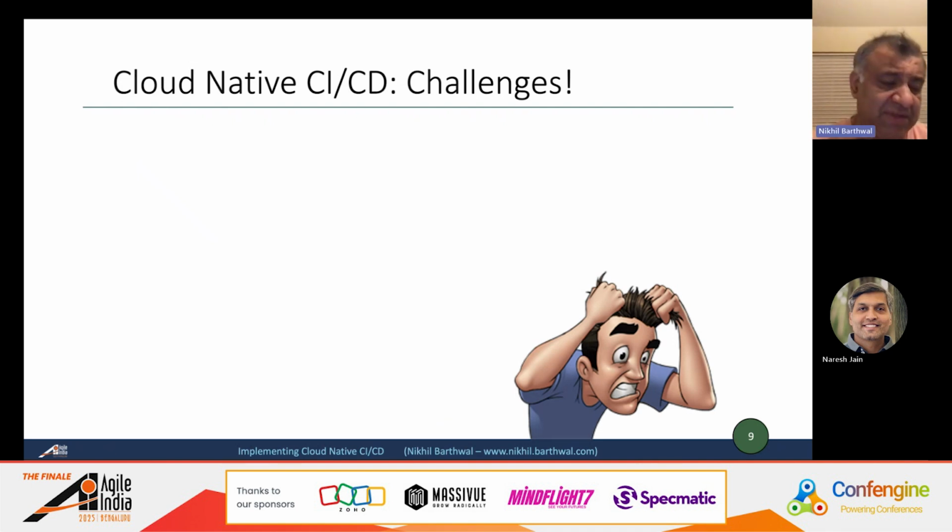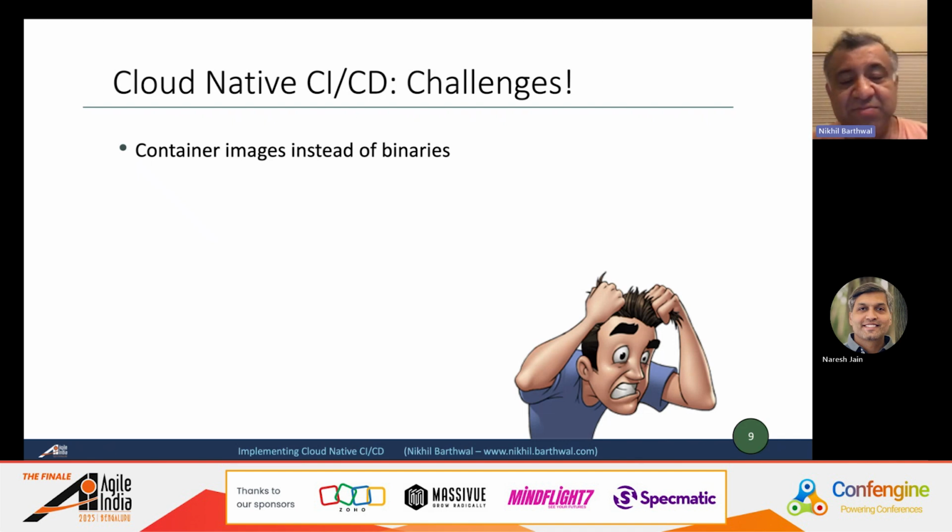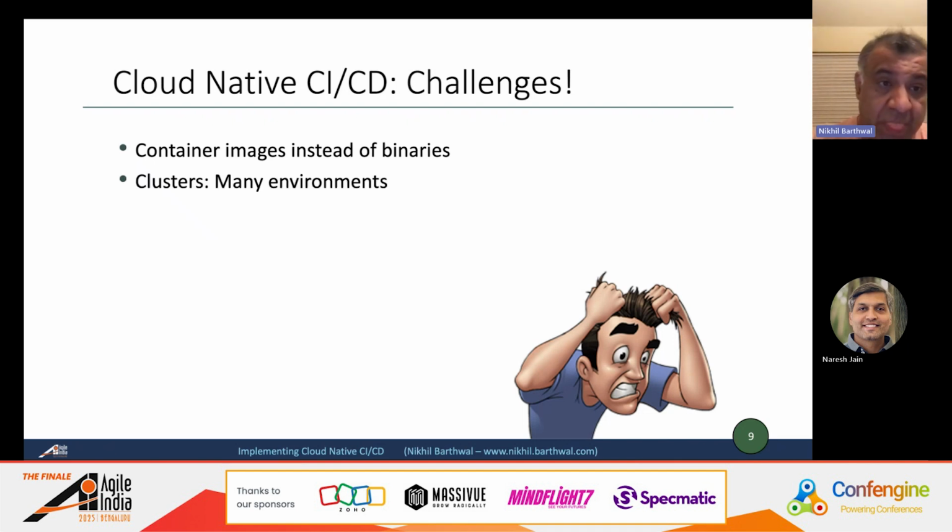But with benefits come challenges, right? There are specific challenges of cloud native environments. First, we are now talking about container images instead of binaries, right? When you're talking about container images and binaries, you want containers to be a first class citizen, with a lot of CI/CD tools not supporting containers directly. They can through plugins, but not directly, not a first class support.